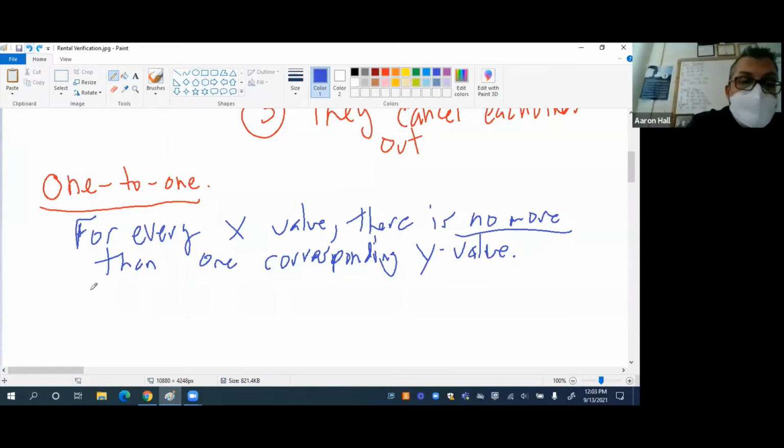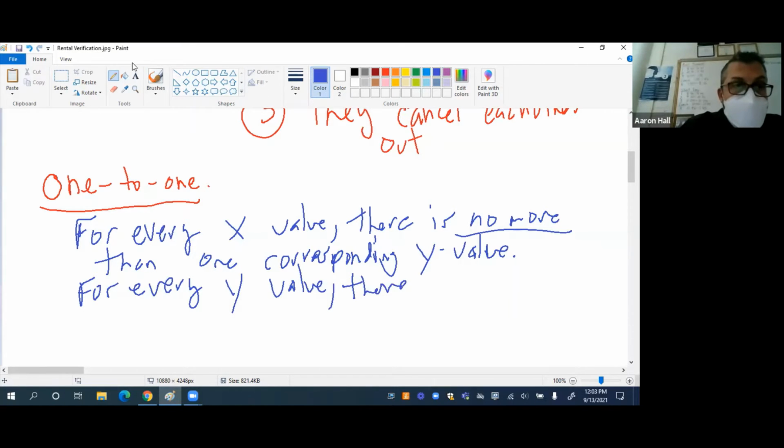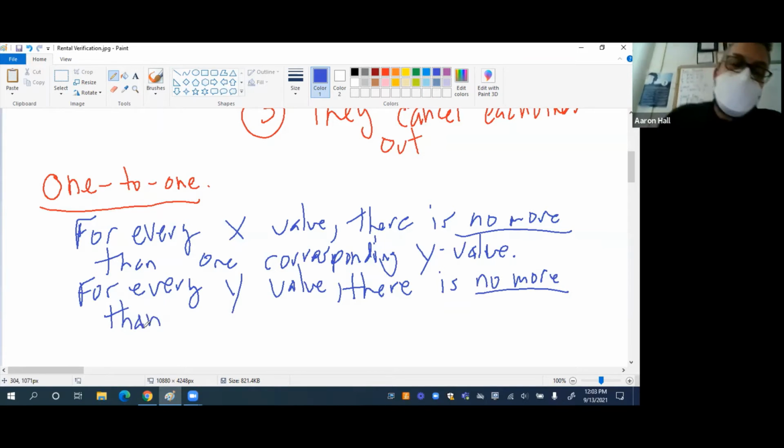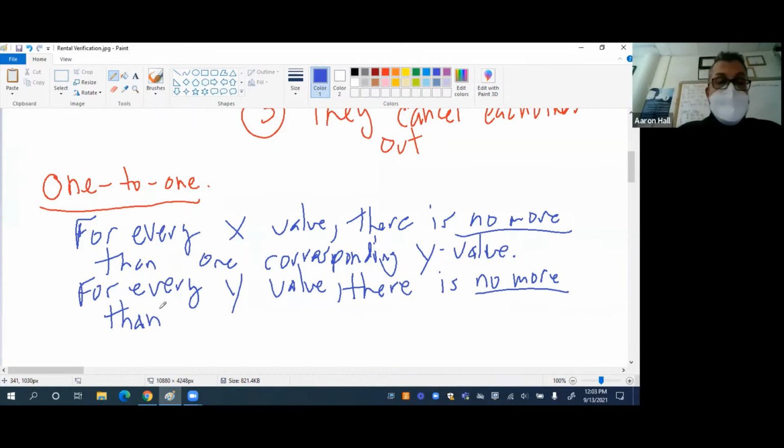For every y value, there's no more than one corresponding x value. Brendan, is this getting too sloppy? I want you to be critical. If you can't read it, then please be critical.